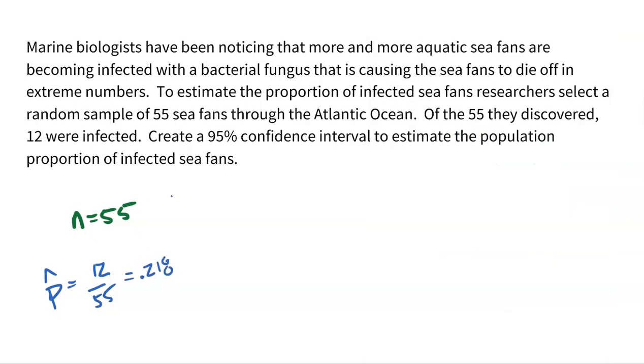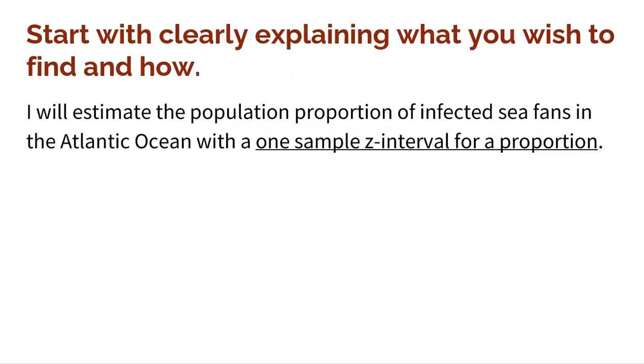All right, so create a 95% confidence interval to estimate the population proportion of infected sea fans. There's the last thing I needed, the level of confidence. So in a nutshell, my sample showed that 21.8% of the sea fans in my sample were infected. That doesn't mean that that's what's true for all sea fans, but I'm going to build an interval to hopefully find what's true.